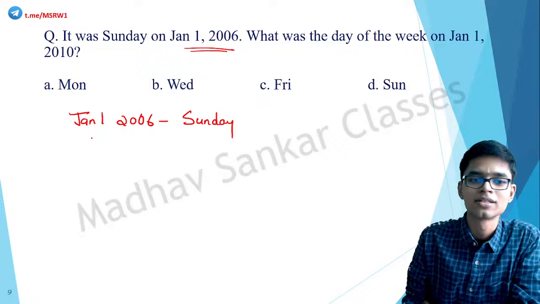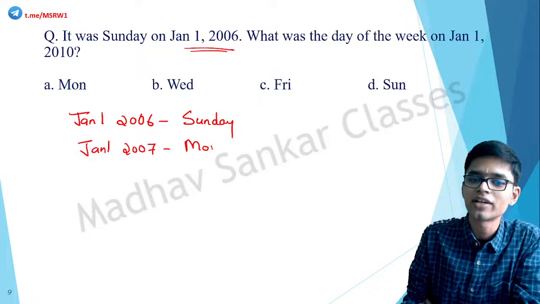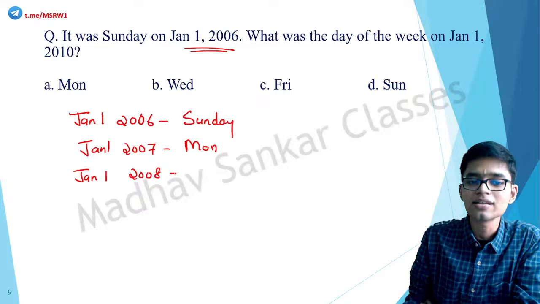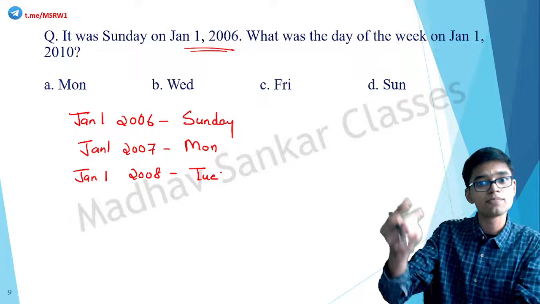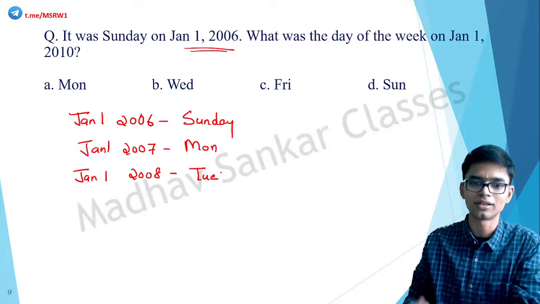So January 1, 2007 is a Monday. 2007 is not a leap year, so it is a Monday. January 1, 2008 is a Tuesday. 2008 is a leap year, yes, but January 1 comes before February 29, so you don't have to skip a day. It is Tuesday only.